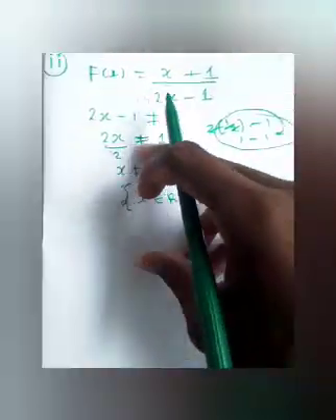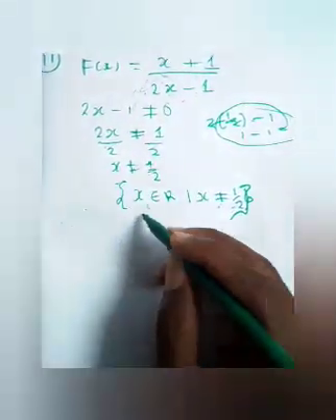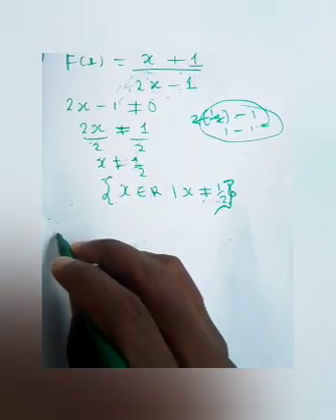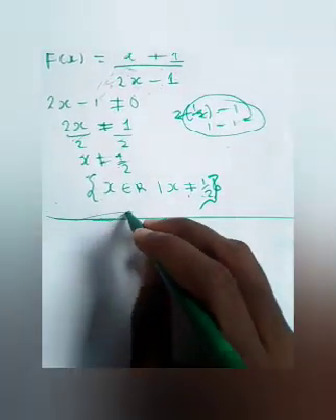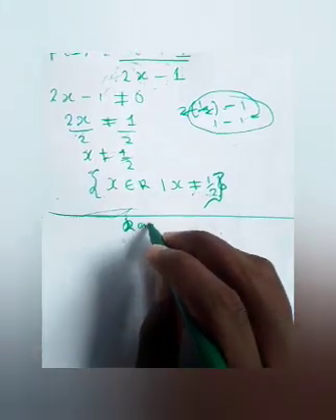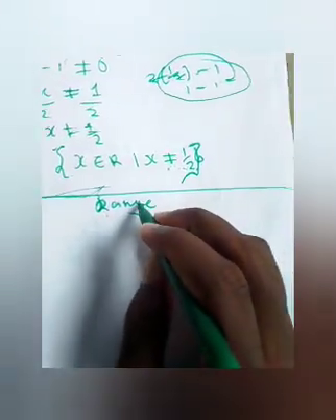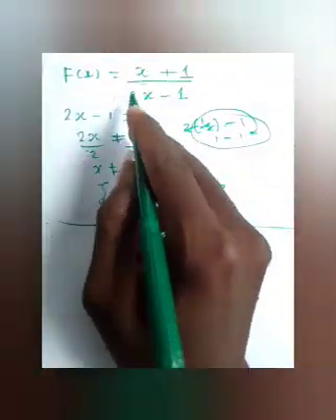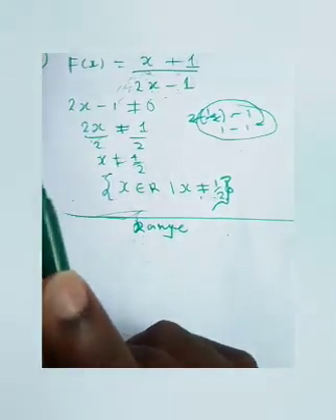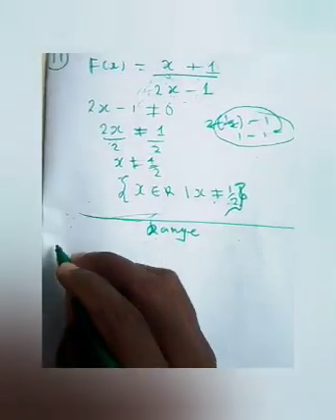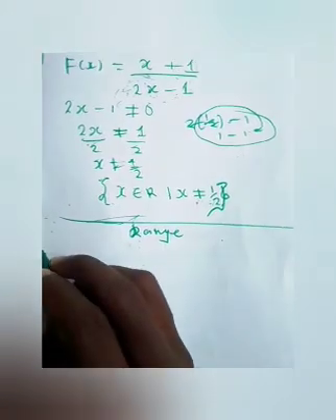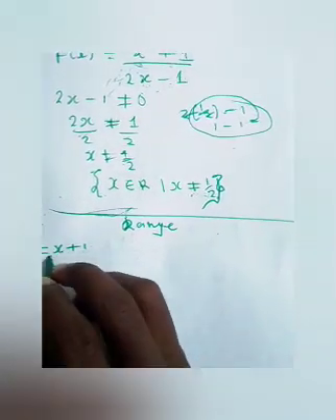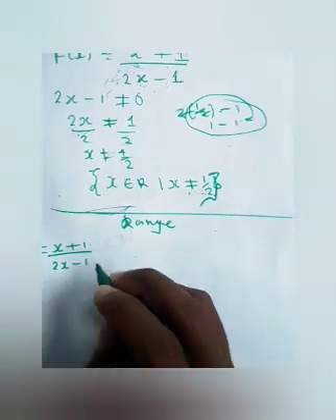Now, they want us to find the domain. We found the domain. Now let's also find the range. Okay, so how do we find the range? So to find the range, let me do this. Say range. So to find the range, I'm going to find the inverse of this. Like I'll use the procedure of finding the inverse. So here's what I'm going to do. So to find the inverse, I'm going to say y is equal to x plus 1 over 2x minus 1.